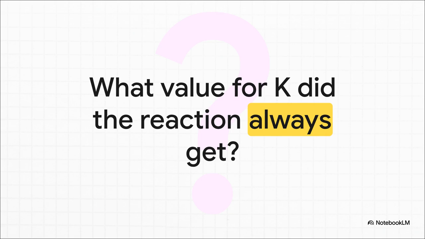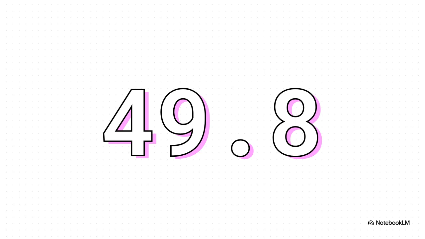They measured the final amounts of everything in each of those flasks, and then they plugged those numbers into our equilibrium law equation. So what do you think they found? Did they get a different K value every time? They got 49.8 every single time. This is the aha moment.